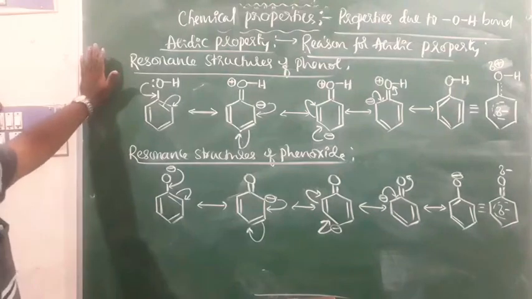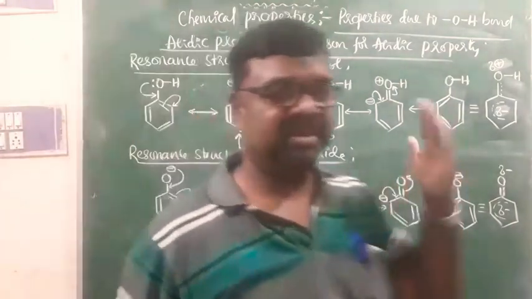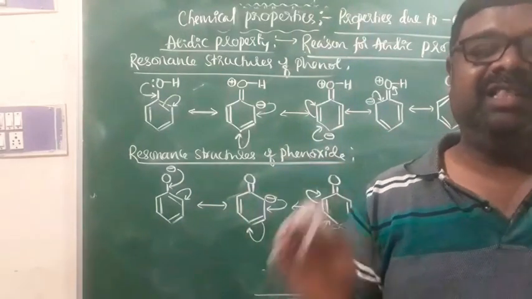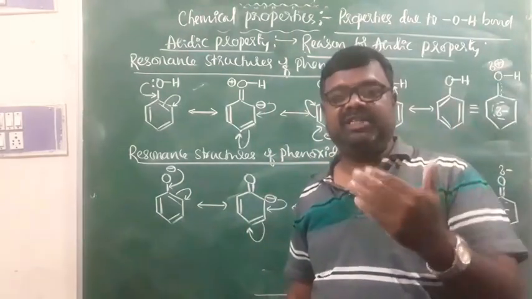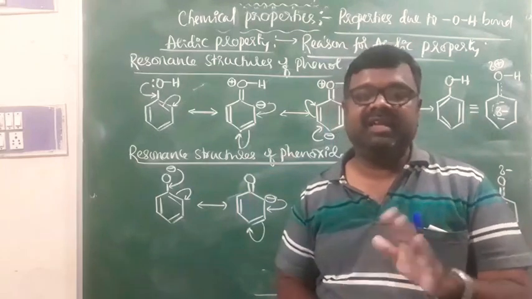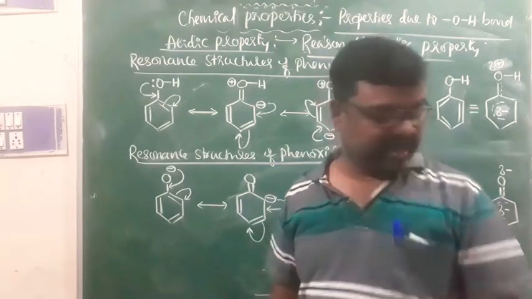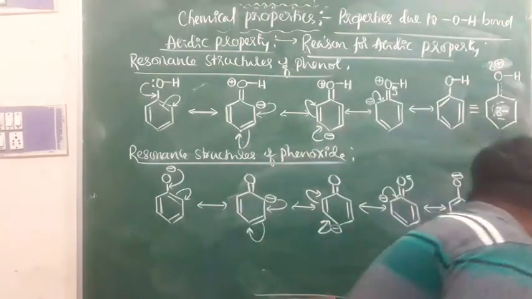So, as I said, if phenoxide is more stable than phenol, then phenol is trying to become phenoxide. In that process, phenol releases H plus, and that's why phenol is acidic. So that is what we call the acidic nature of phenol.